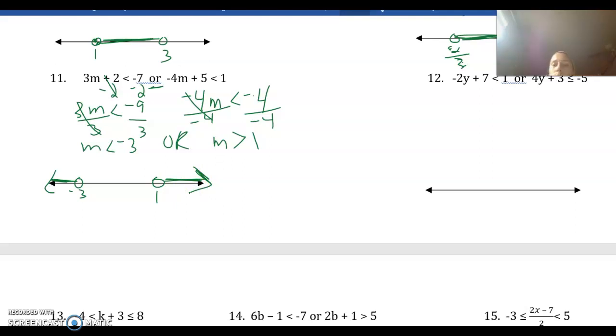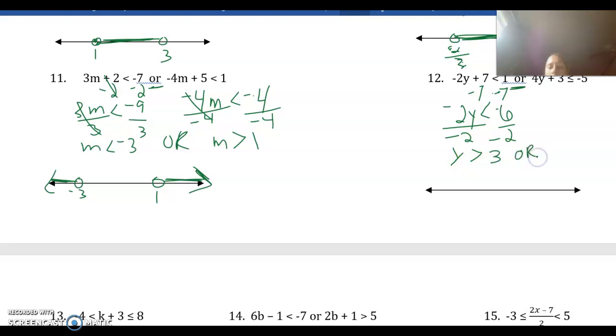All right, so for number 12, we also have an or statement. So we're going to solve both of them separately. Subtract 7 from both sides. -2y is less than -6. Divide by -2. Divide by -2. Y, we're going to flip our sign because we divided by a negative. Y is greater than 3.